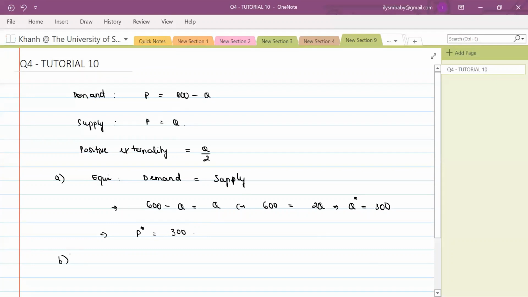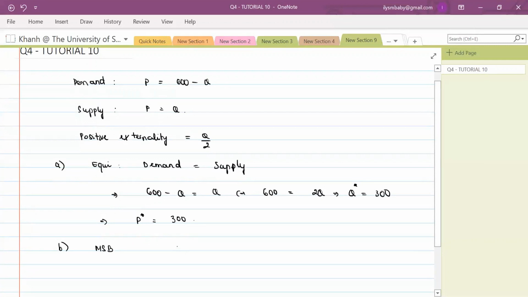Okay, so part B asks you to write an expression for the marginal social benefit associated with education. We know that marginal social benefit is basically the benefit for the whole society. Now, marginal means this is the benefit per unit. So for every unit of education, what is going to be the whole benefit of that to the society? We know that it's going to be equal to the marginal private benefit, the benefit to each individual in the society, plus the marginal externality. Okay, so the marginal positive externality, which is over here.